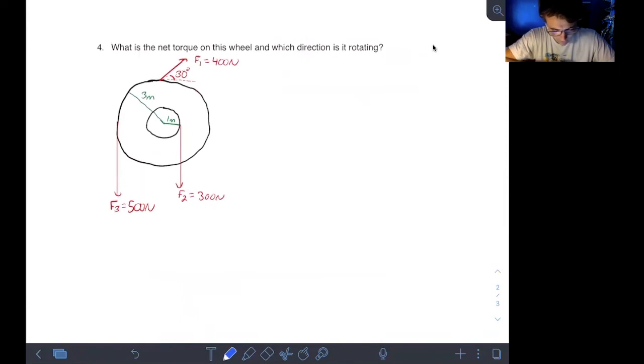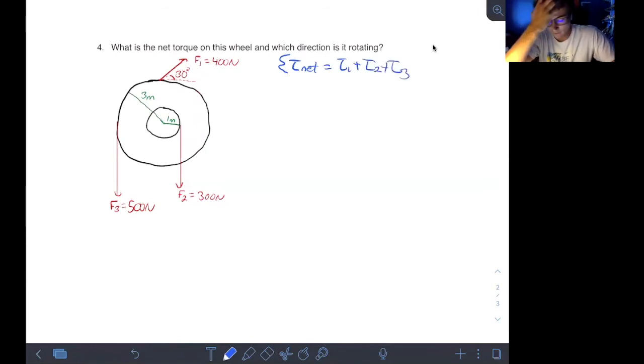What is the net torque on this wheel, and which direction is it rotating? Similar thing: we have to define the positive and negative direction. It's best to define counterclockwise as positive and clockwise as negative. We're looking for the net torque, so the summation of all these torques: torque 1 plus torque 2 plus torque 3.